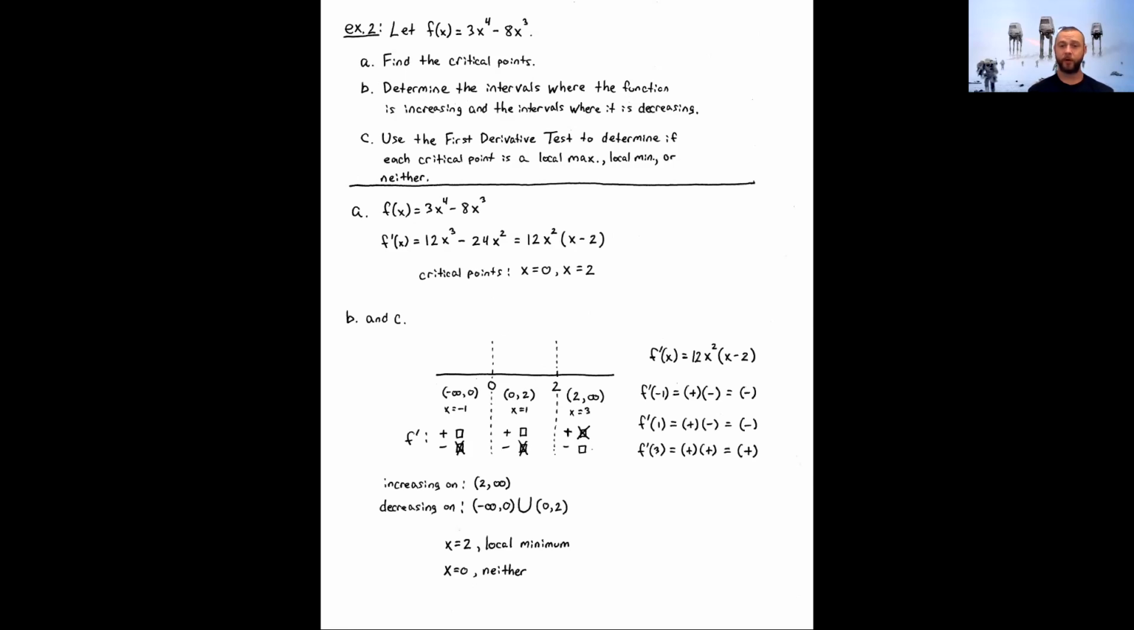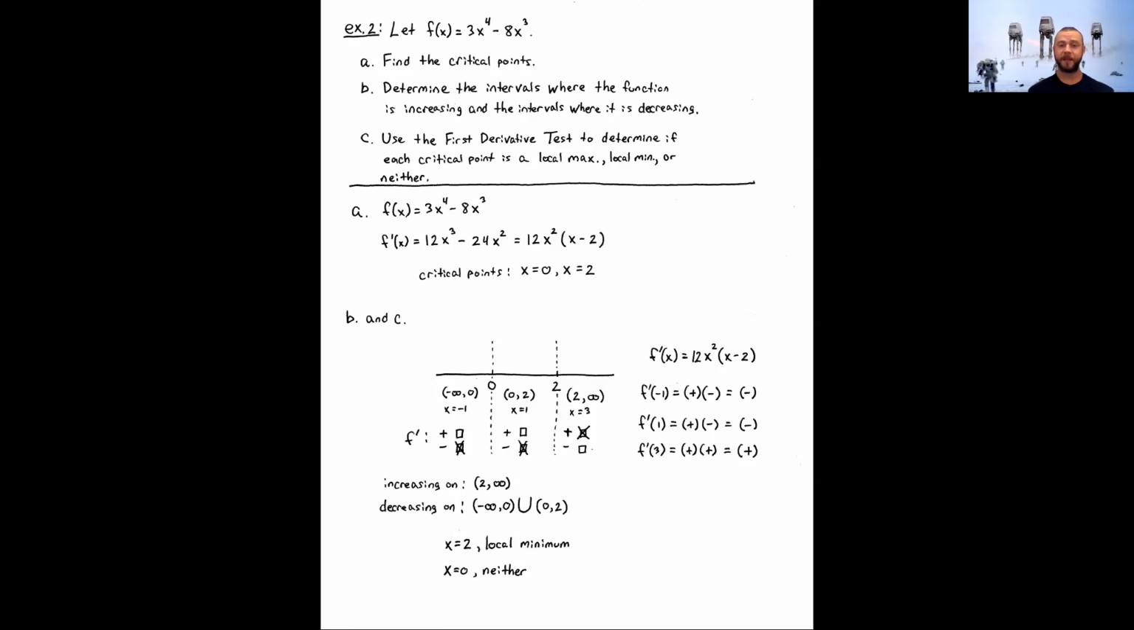So we have 2 critical points, 0 and 2. We'll split the x-axis at each of those x values, giving us 3 intervals. The intervals here are -∞ to 0, 0 to 2, and 2 to +∞. Now we can pick any test points we want, but let's just go from left to right with test points x equals -1, x equals +1 for the middle interval, and x equals 3 for the rightmost interval.